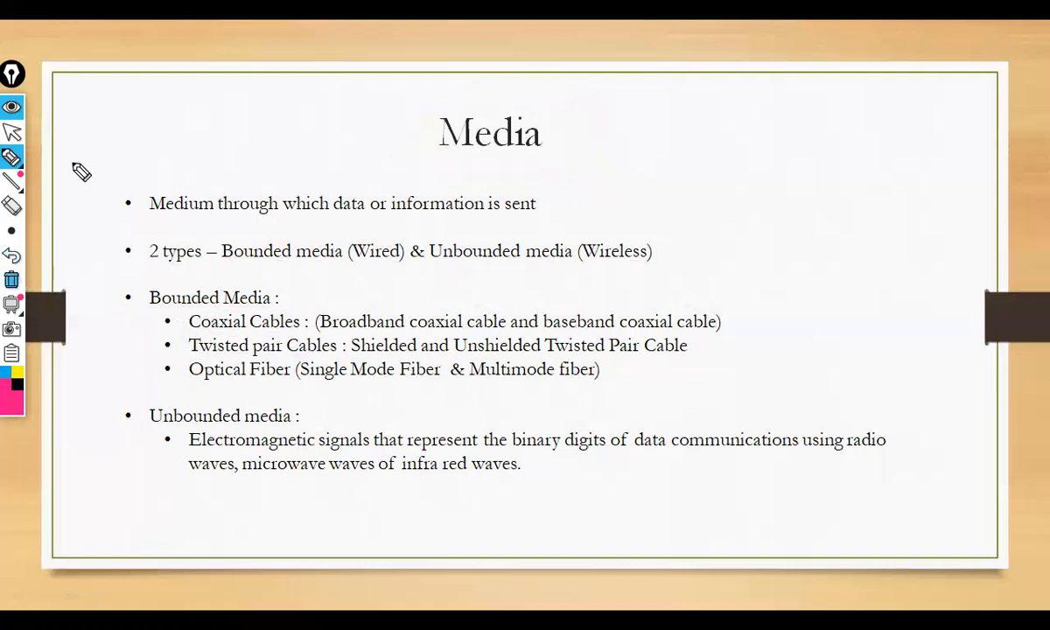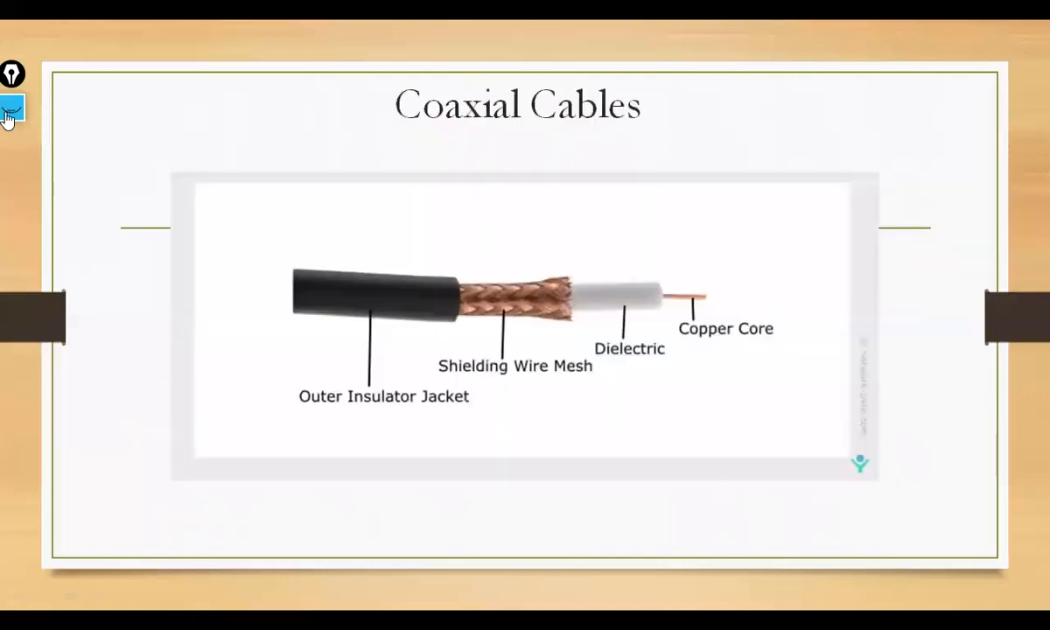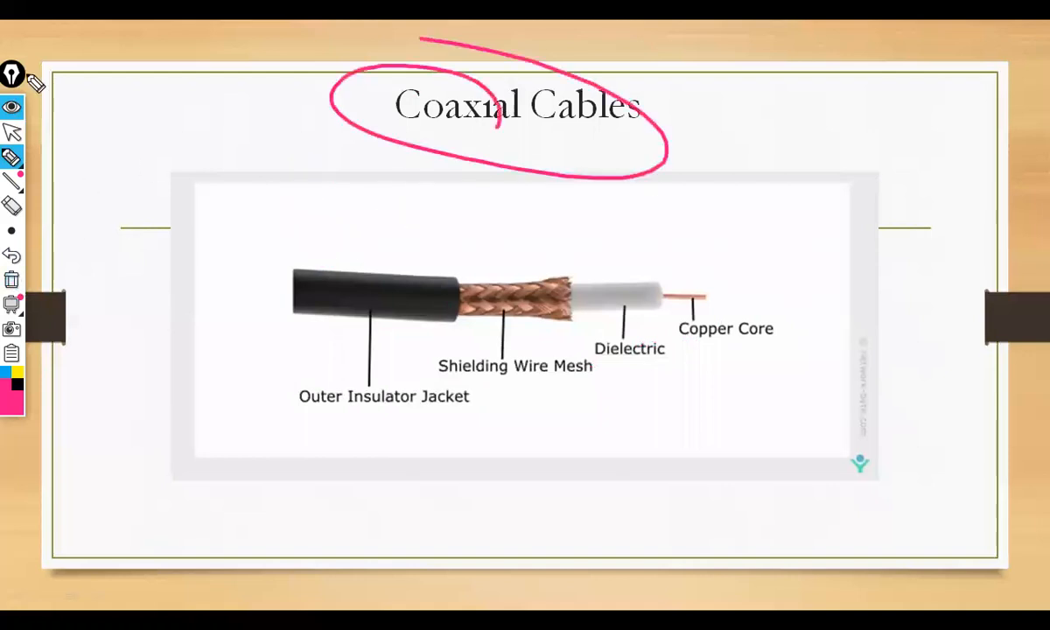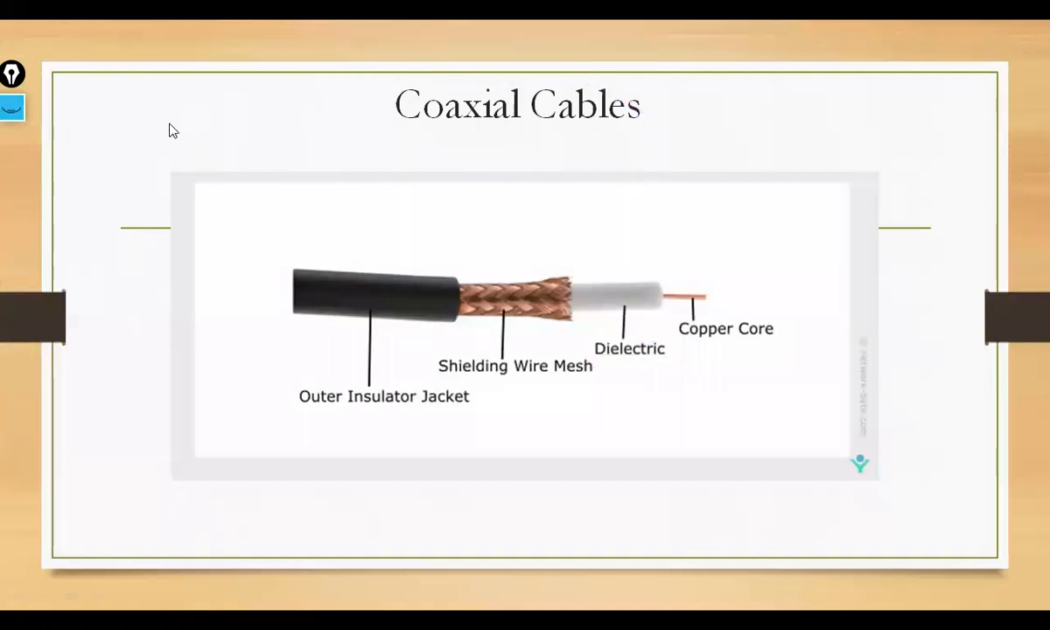Let me show you the coaxial cable. This is its structure. You might have seen it. You have a black insulator jacket, and if you have cut it open, you might have noticed the shielding wire mesh. Then inside you have some dielectric material, and inside that a copper core. You might have noticed it in cable TV connections.